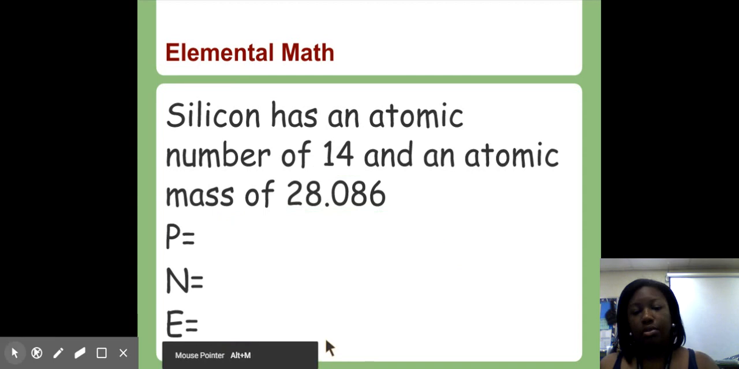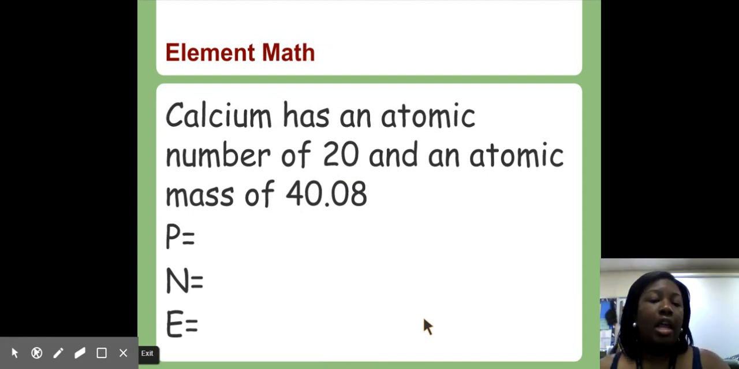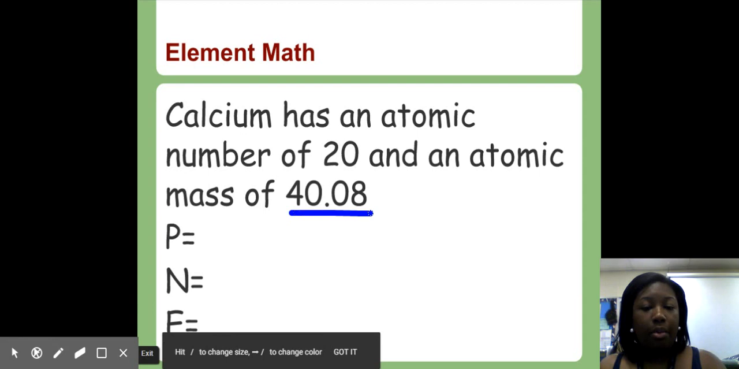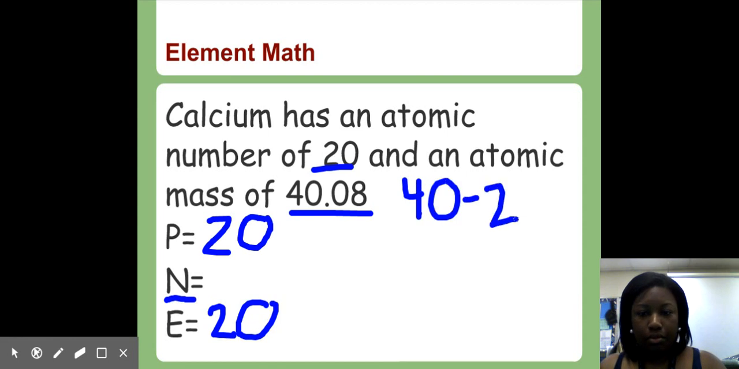We have a couple more examples. Calcium has an atomic number of 20 and an atomic mass of 40.08. So we automatically know our protons are going to be 20. What will our electrons be? 20. So now we need to find our neutrons. 40 minus 20 is 20. Okay?